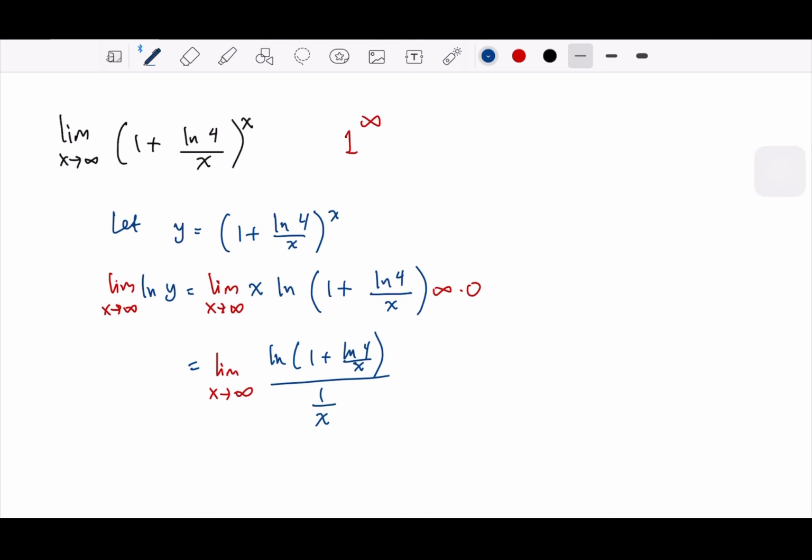And now this will be 0, this will be 0, so 0 over 0. ln of something constant over x is 0, where x is infinite. ln 1 is 0, and 1 over x with the limit is also 0. Okay, so we are going to take L'Hôpital's Rule.